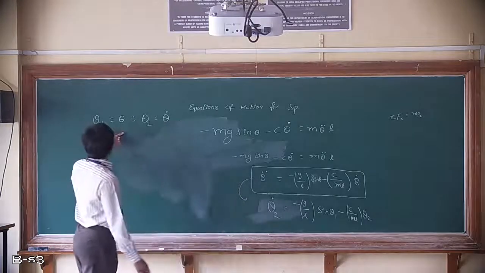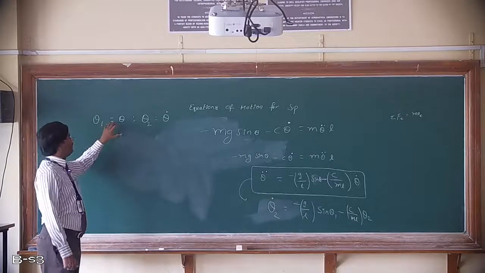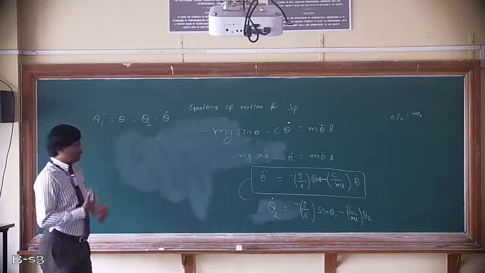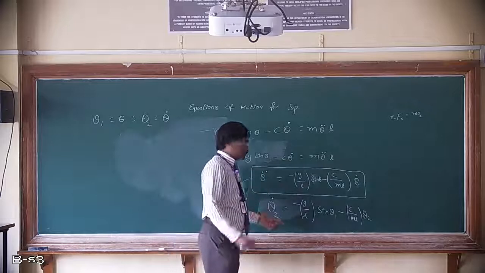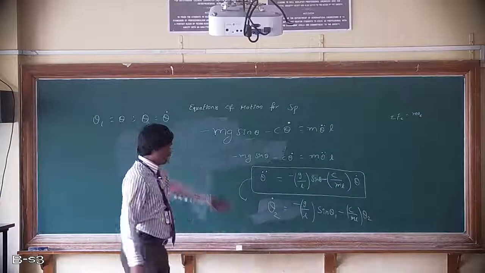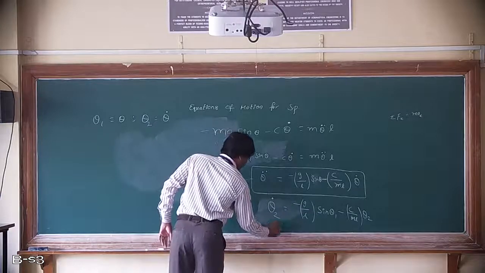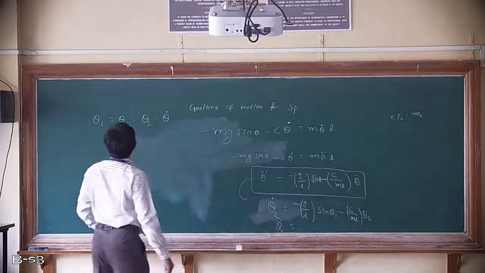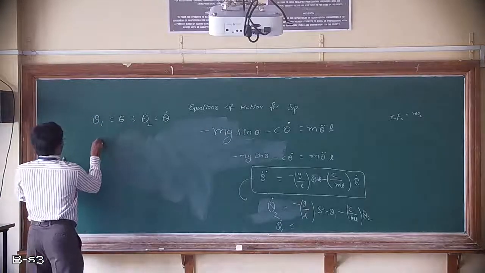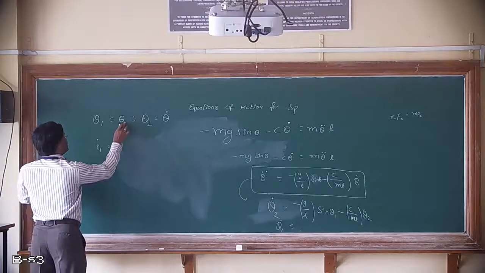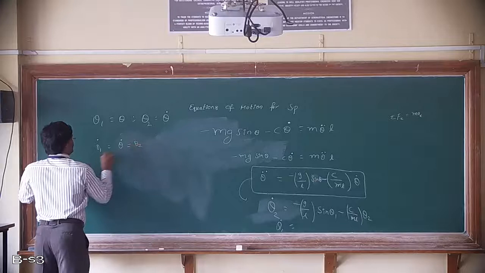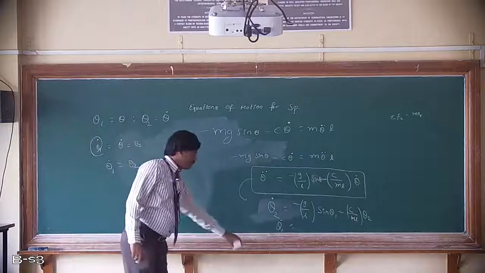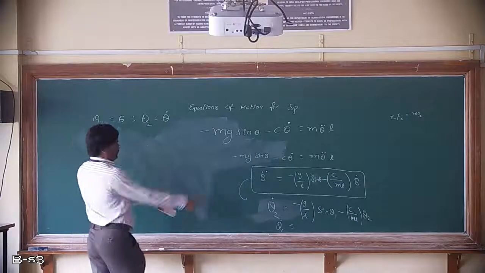Simply you are substituting the state variables. I am assuming theta 1 is nothing but theta, theta 2 is nothing but theta dot. What am I doing here? I am splitting this second order differential equation into 2 first order differential equations. I want theta 1 dot. This is nothing but theta dot, and theta dot is nothing but theta 2. So you can write theta 1 dot is nothing but theta 2.